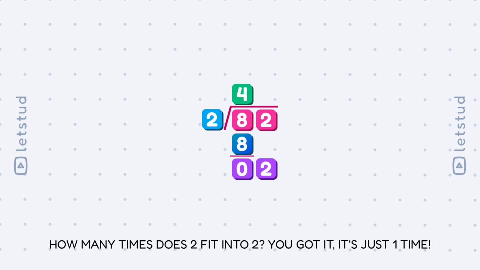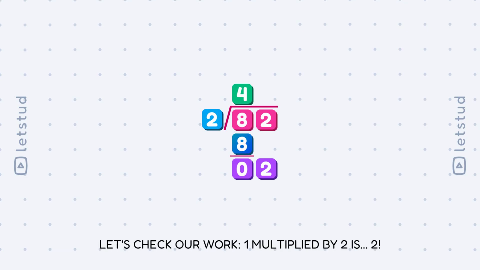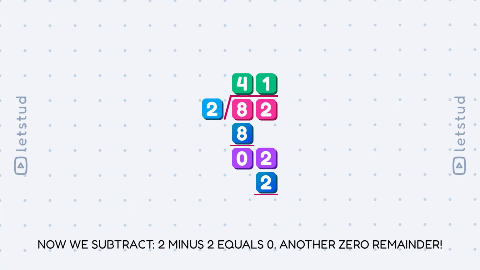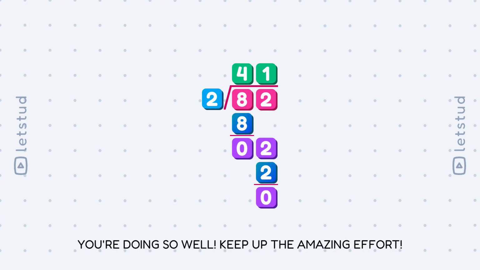How many times does 2 get into 2? You got it, it's 1. Let's check. 1 multiplied by 2 is 2. Exactly. Subtract 2 from 2 and we get 0. Woohoo! Fantastic work. We've reached the end of our division.